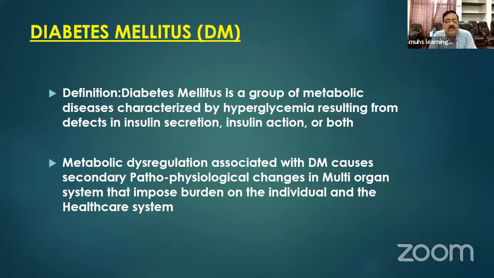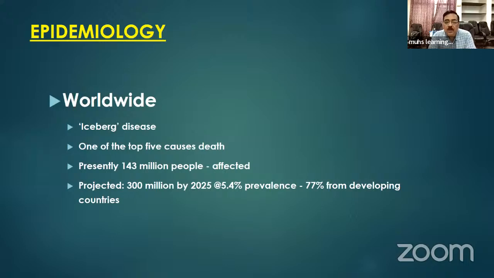Why does it occur? There are a lot of pathophysiological processes involved, and these have to be identified because treatment for the different groups is different. That is why it is important to identify the types of diabetes. Worldwide, the disease is increasing, and it is the top disease affecting mankind to a very large extent.